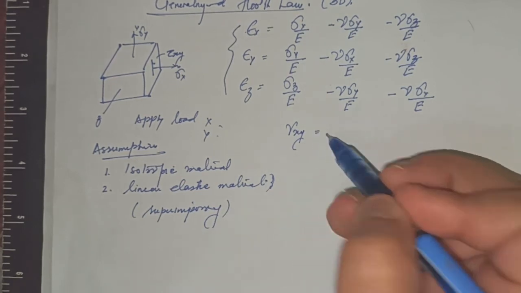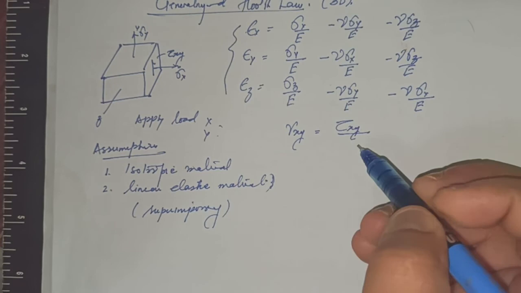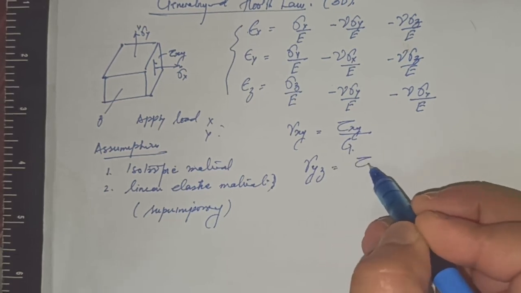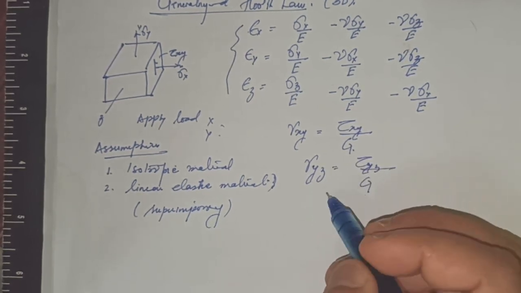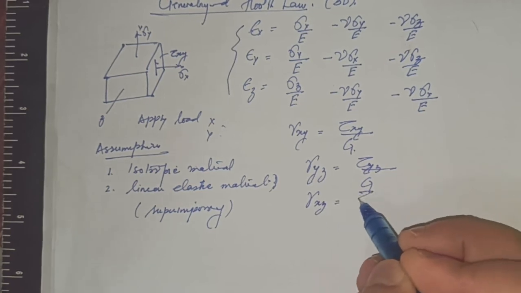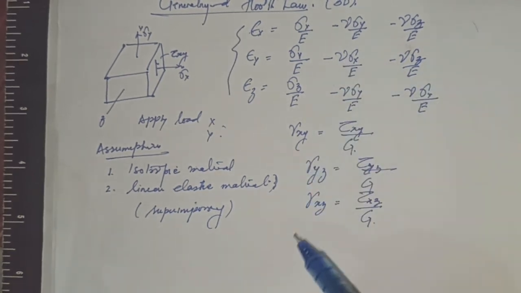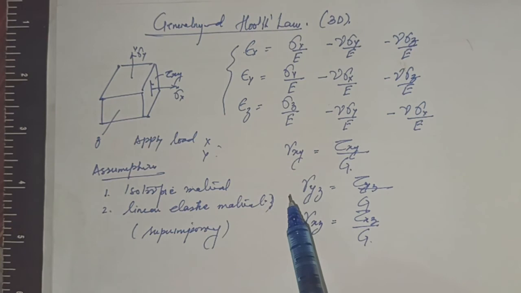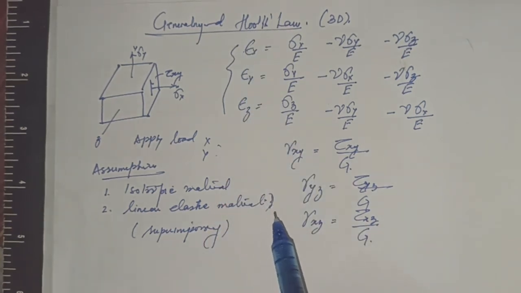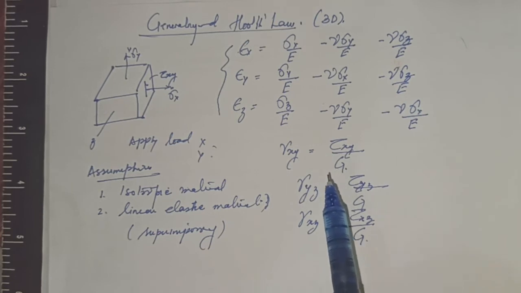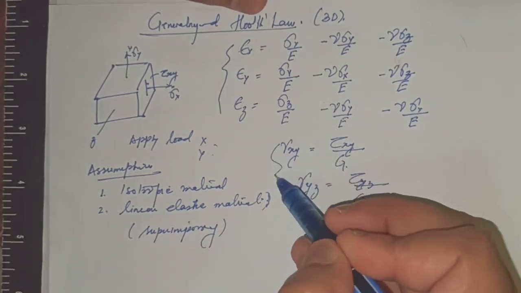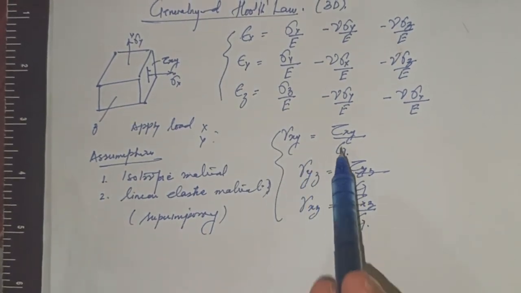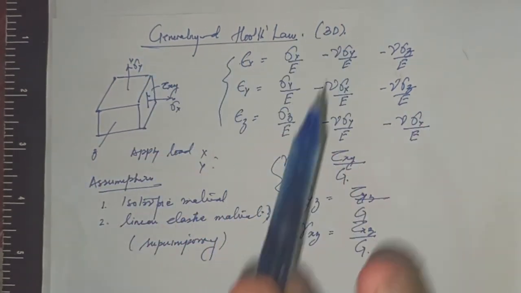So my strain gamma xy will be equal to tau xy by G, and in the other cases, gamma yz equals tau yz by G, gamma xz equals tau xz by G. This is the way I have proposed here. This is only a way to explain to you, with the principle of superposition, how to obtain the generalized Hooke's law. But the equations for the generalized Hooke's law are these. These are the 6 equations: 3 normal equations and 3 shear equations. They will be combined together, and the combined one is known as the 3D generalized Hooke's law.